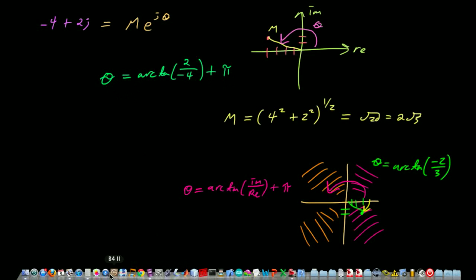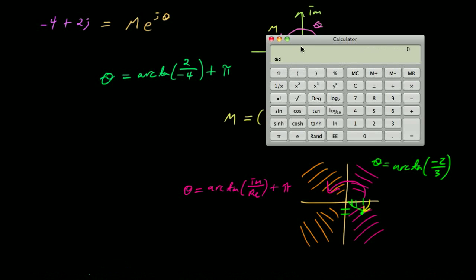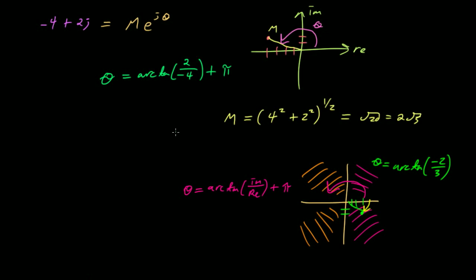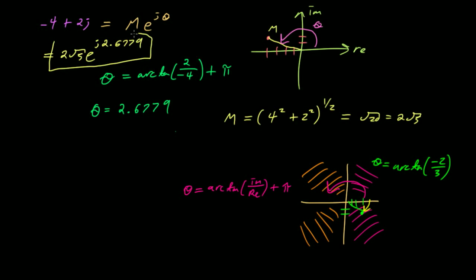So let me go ahead and get the calculator back out. 2 divided by negative 4 is just negative 0.5. I'm going to take the inverse tangent of that, and then I have to add pi to it. I get that my phase angle is 2.6779. So if I want to write this number in polar form, -4 plus 2j is equal to 2 root 5 e to the j 2.6779. And that's it. That's the answer.